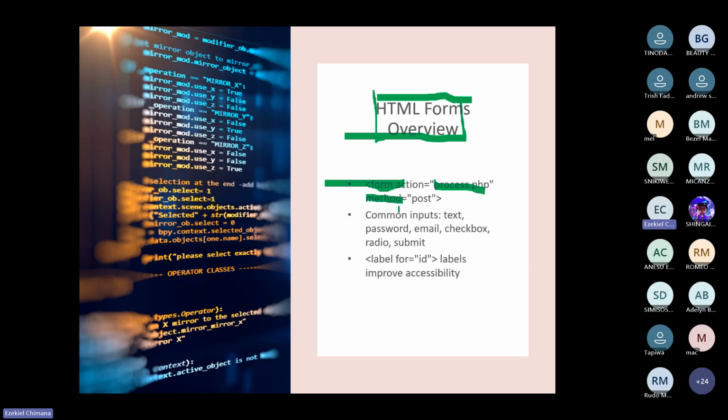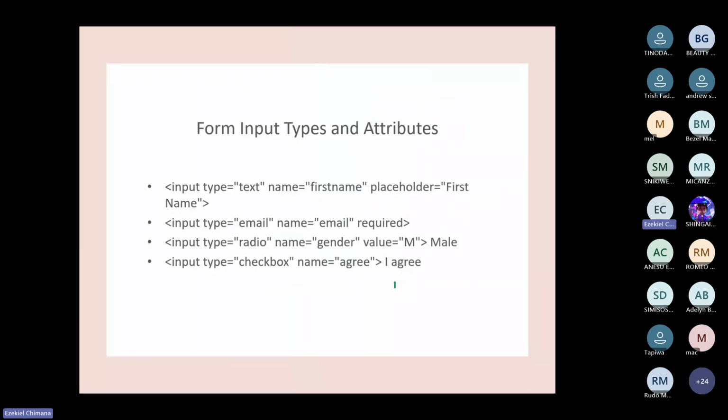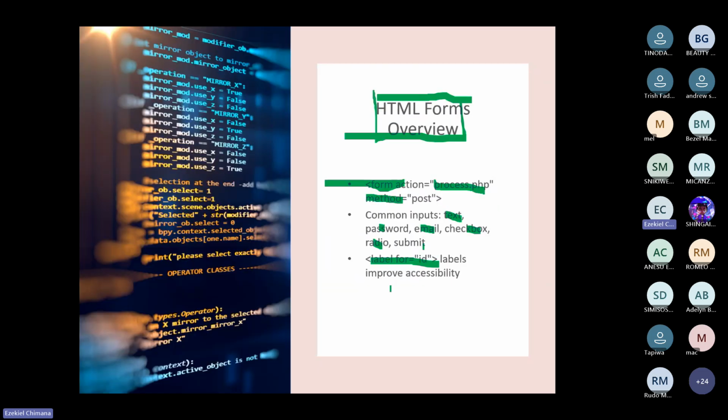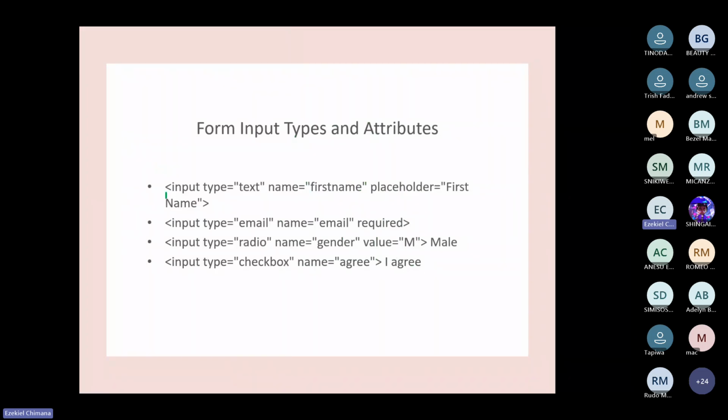And then the common inputs for a form, like the text, the password, the email, the checkboxes, the radio buttons, the submit. So you need to know them. Also, you can use the label to label your form input elements. So basically, these are some of the HTML input types that you can have, and their attributes.